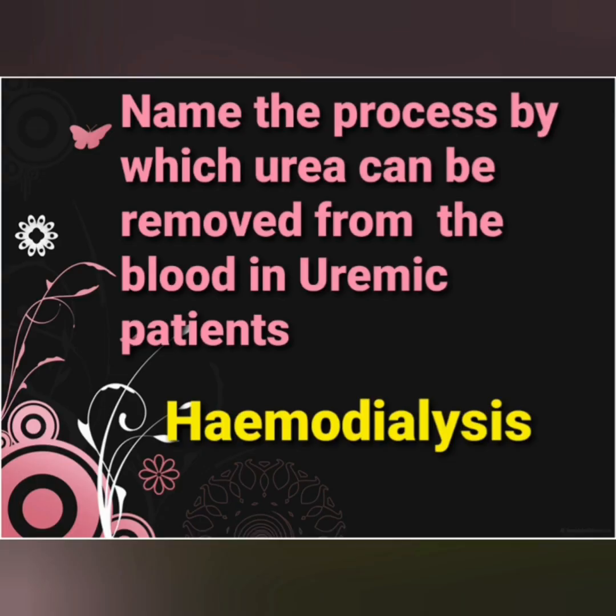Name the process by which urea can be removed from the blood in uremic patients. The answer is hemodialysis.